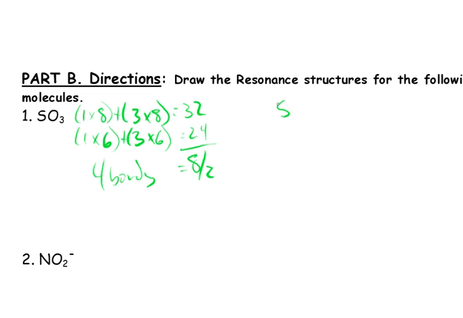Divide that by 2 tells us that we need 4 bonds. So we're going to put our sulfur surrounded by 3 oxygens. 1, 2, 3 bonds. It says we need 4, so let's just arbitrarily choose one of these to be a double bond. So there's our electrons. That's going to make everything happy.